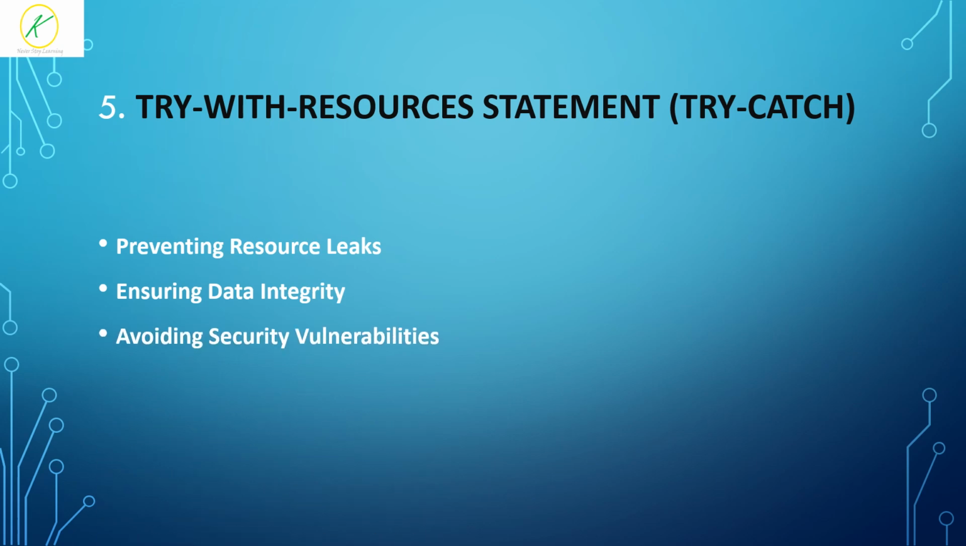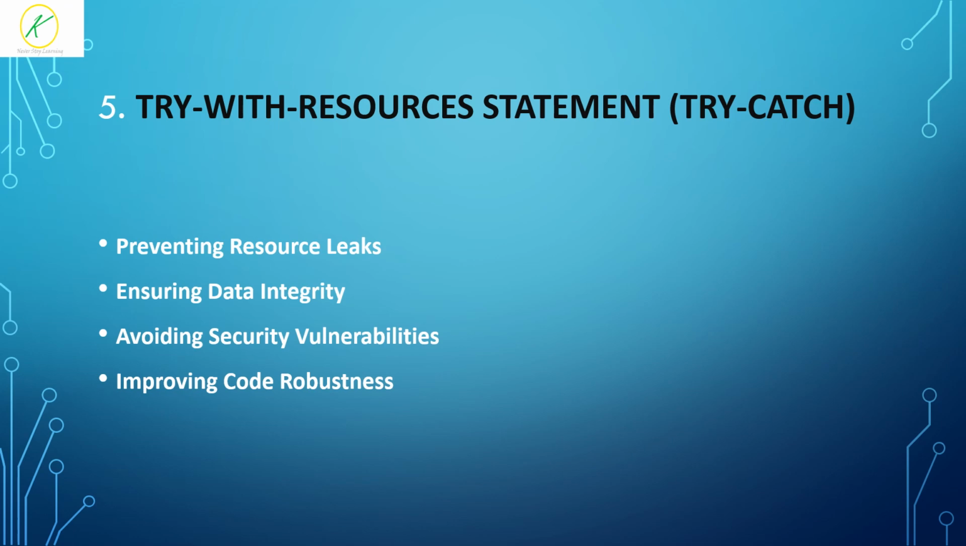Avoiding security vulnerabilities. Resource leaks can also be exploited as security vulnerabilities. For instance, leaving a network connection open might expose the system to unauthorized access or attacks. Improving code robustness. Proper resource management contributes to the overall robustness of your code. It helps prevent unexpected errors and ensures that your application behaves predictably, especially in long-running applications.